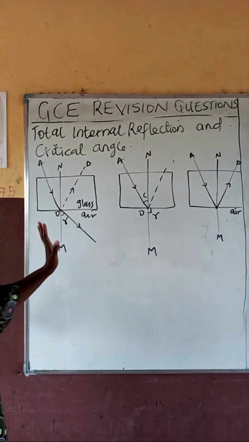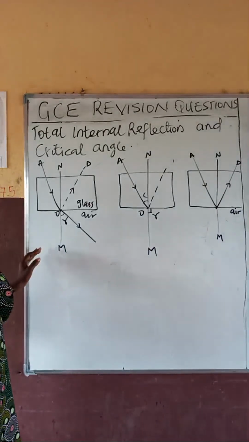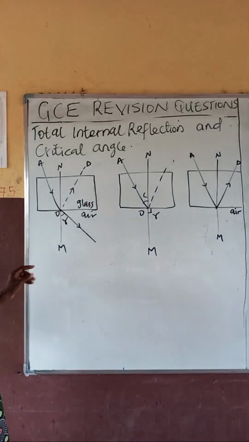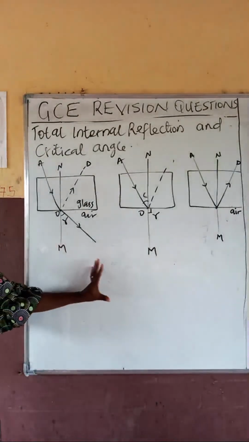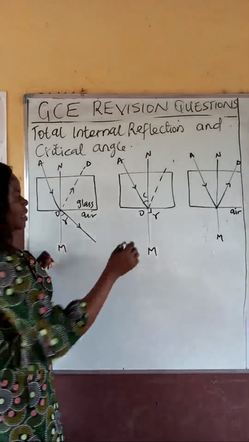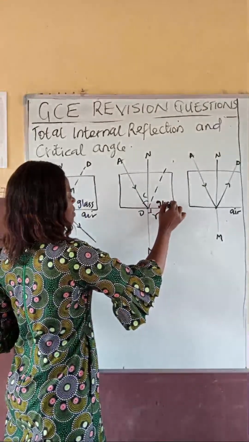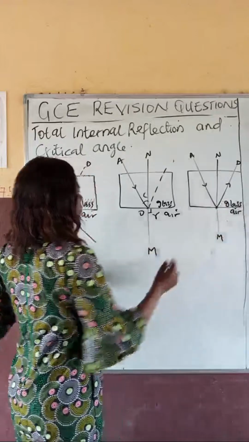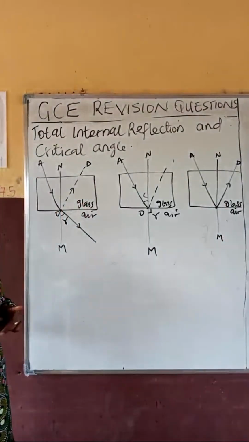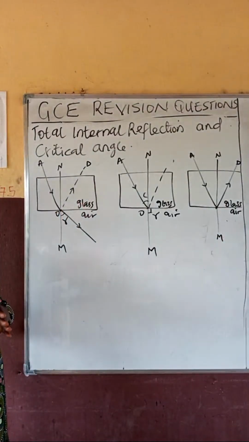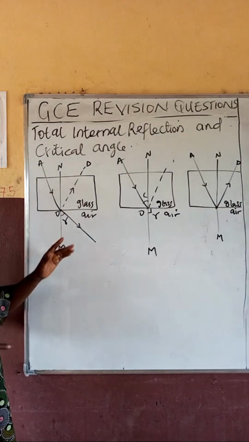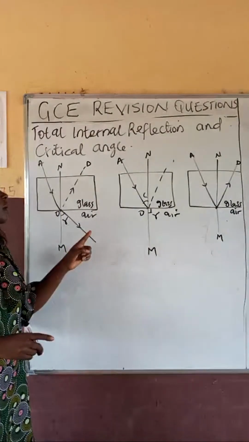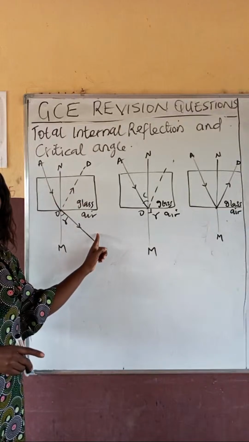All right, so we are looking at the concept of total internal reflection and critical angle. Now, look at this diagram. Let me clearly explain it. We are talking about total internal reflection and critical angle. We are considering when light is traveling from glass to air.